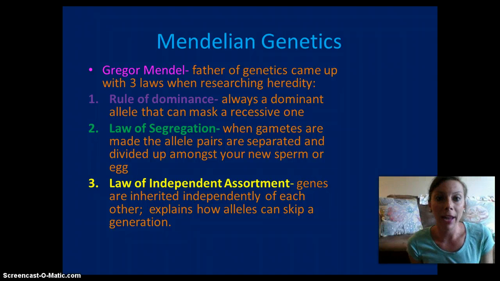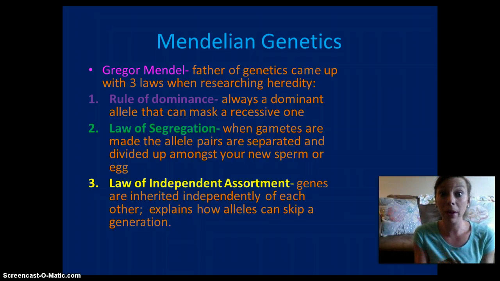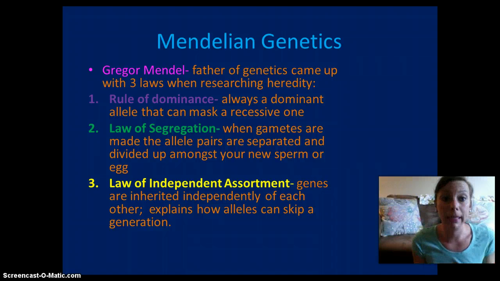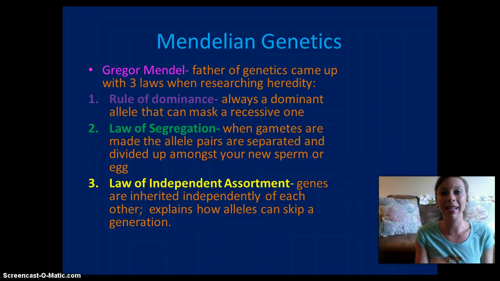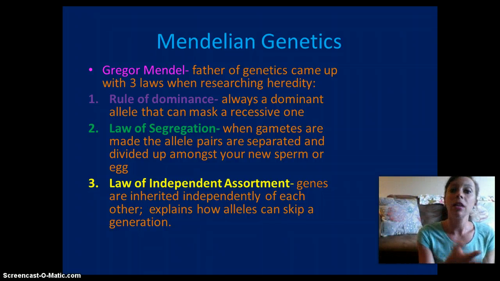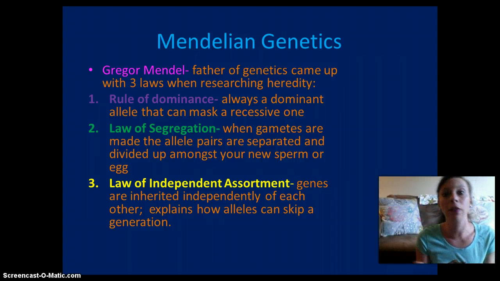The law of segregation: when gametes are made, the allele pairs are going to be separated amongst the eggs and sperm. So during meiosis, the gametes are going to form, and each gamete is going to receive the different genes. The law of independent assortment states that all genes are going to be inherited independently of each other, and this explains how alleles can skip generations. Also, this says that if you have curly hair, that does not mean that your hair is going to be blonde. The genes are independent of each other.